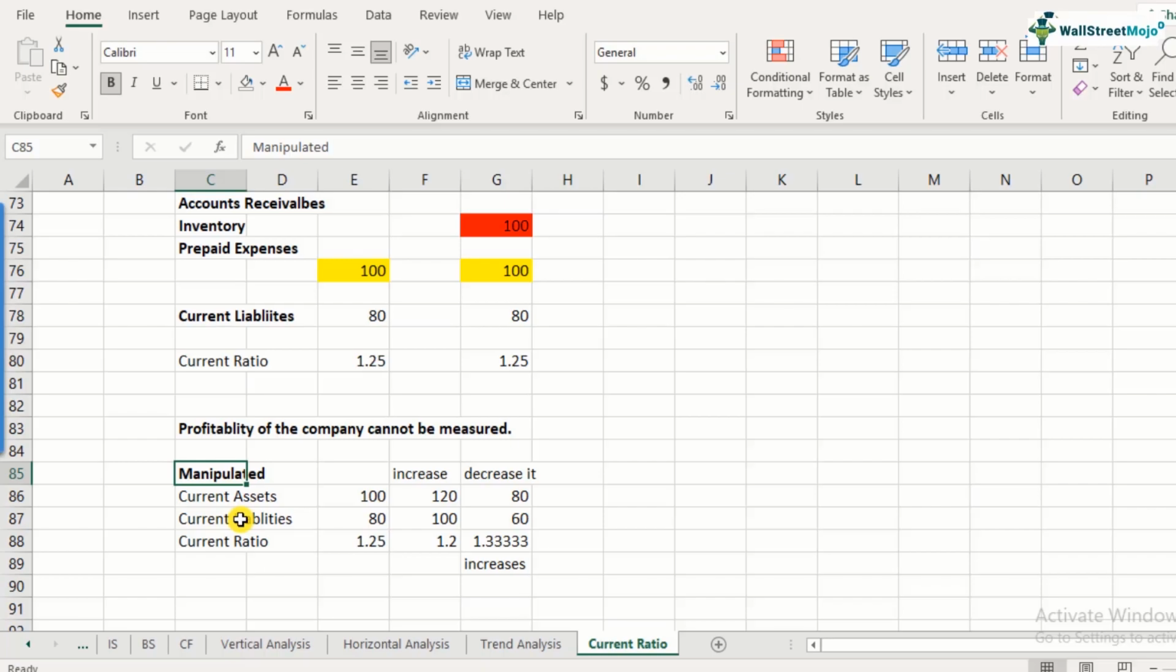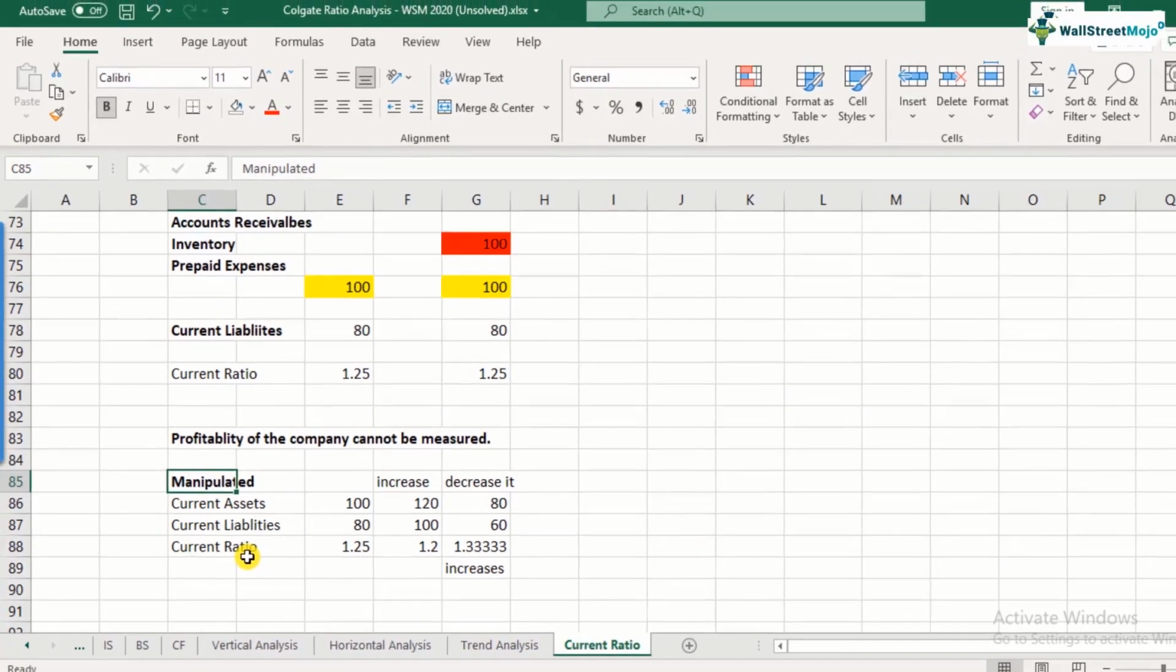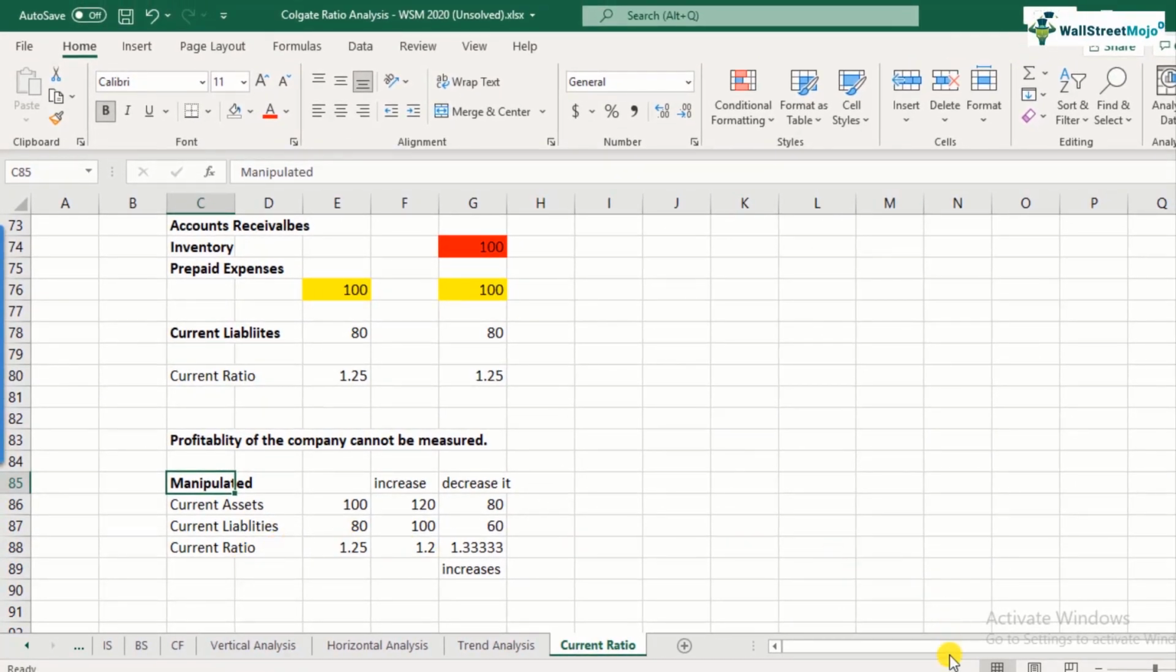So as an analyst, you need to be mindful that these things can happen, and therefore you need to analyze the balance sheets very carefully. So as I said, this is a manipulation and it's a limitation of current ratio. It can be manipulated easily. Okay, so I hope it's clear as far as the current ratio is concerned.